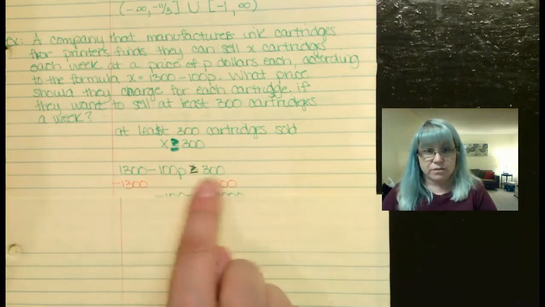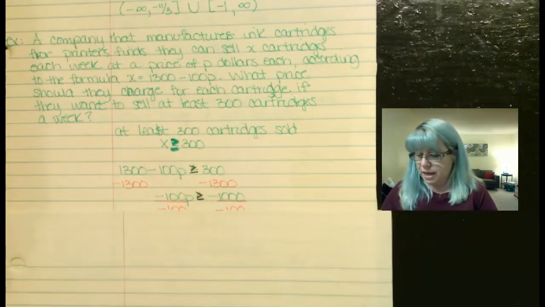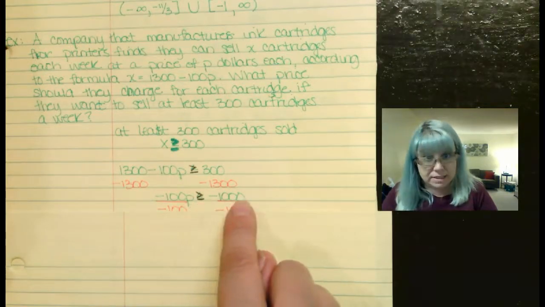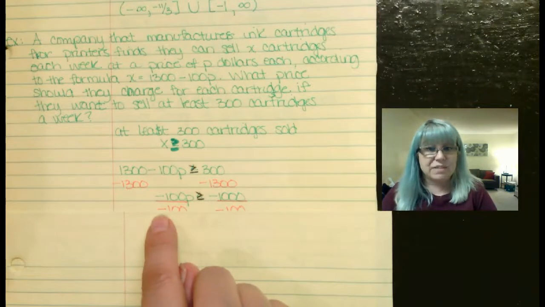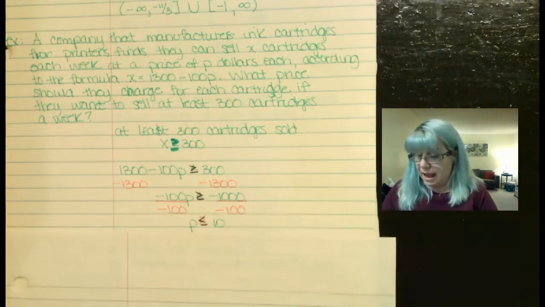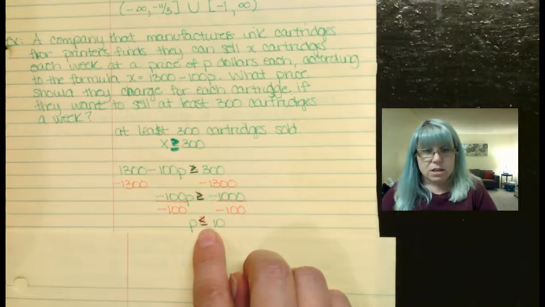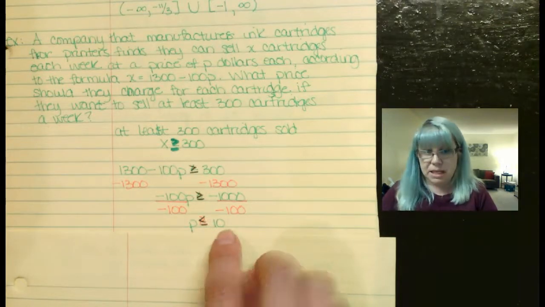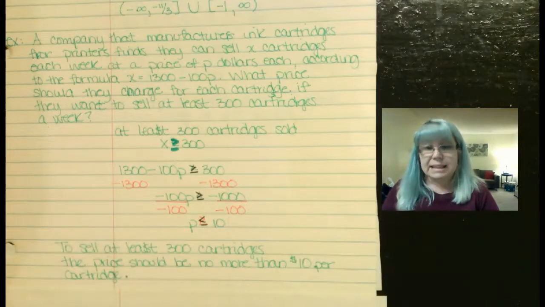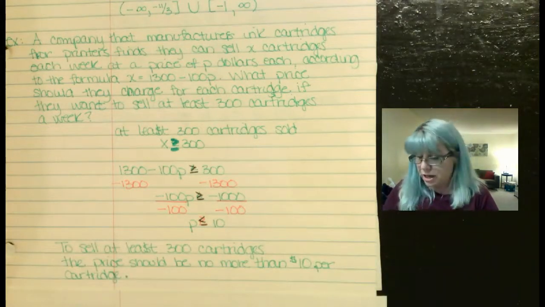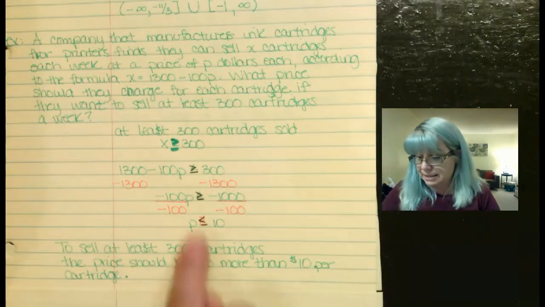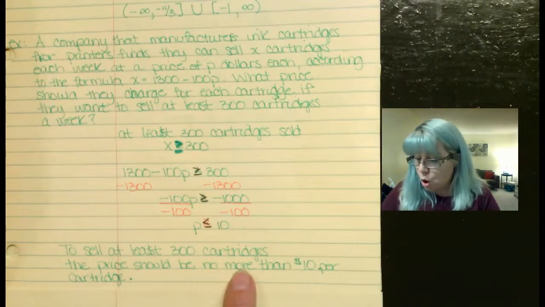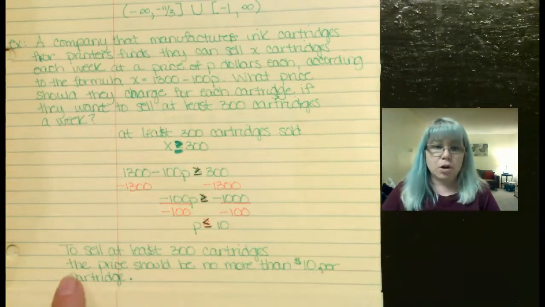Subtract 1300 from both sides. Now I get negative 100P is greater than or equal to negative 1000. Divide by a negative number, I have to flip the sign. So P is less than or equal to 10. So what does that mean? To sell at least 300 cartridges, the price should be less than or equal to 10, meaning no more than $10 per cartridge.